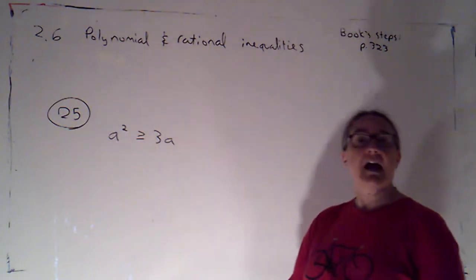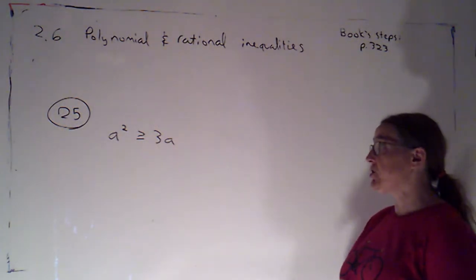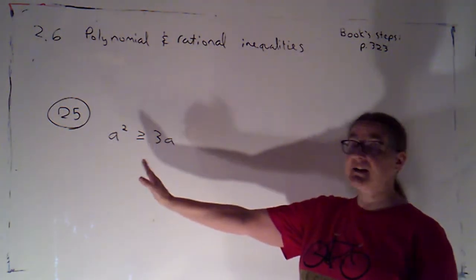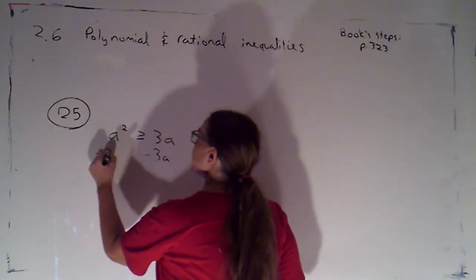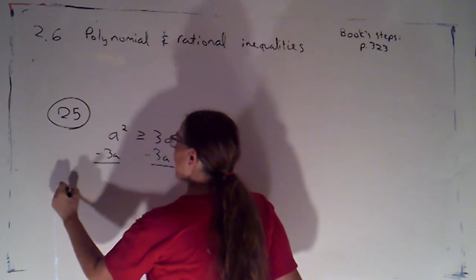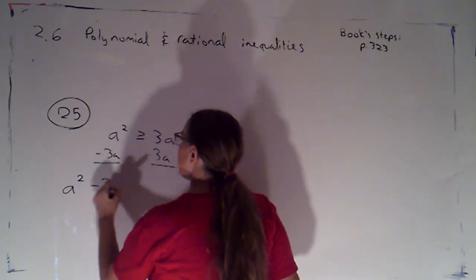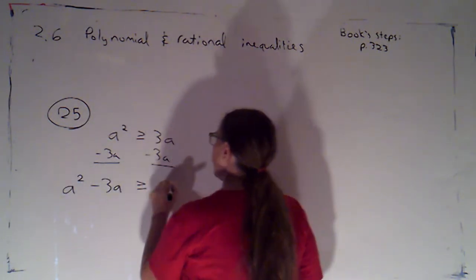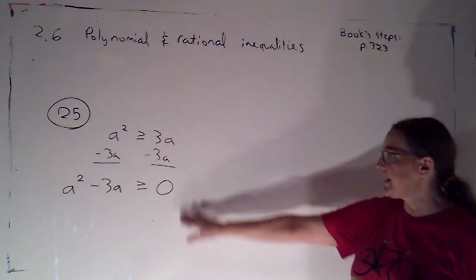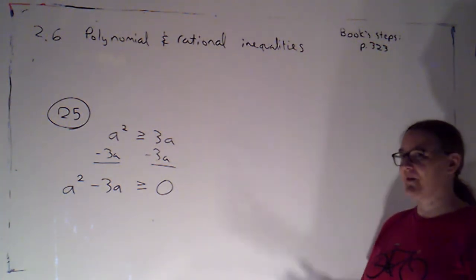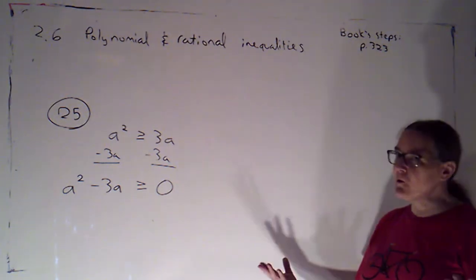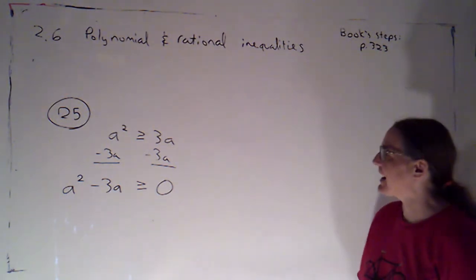As I said at the end of the last video, the first thing we need to do is get everything on the left side so that we're comparing to 0. So I'm just going to subtract that 3a over to the left side. So we'll have a squared minus 3a bigger than or equal to 0. Again, comparing to 0, we're now talking about the signs of things. Are things positive or negative? And we've got rules for how signs interact.